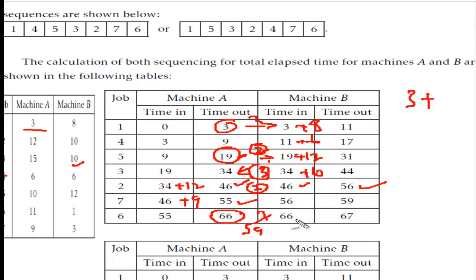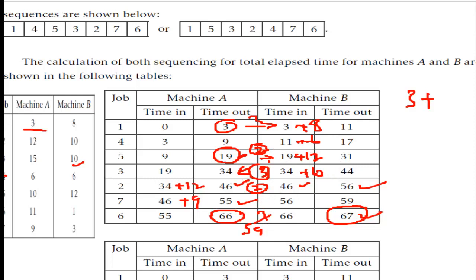Okay, so I start from 66 and finish it. The job 6 has 1 unit of time, so at 67 it's done, so total time is 67. And machine A finished at 66, so it has to wait only 1 unit of time, and this guy has to wait here the 3 units of time, then 2 units of time, then 3, then 2, and then 7.